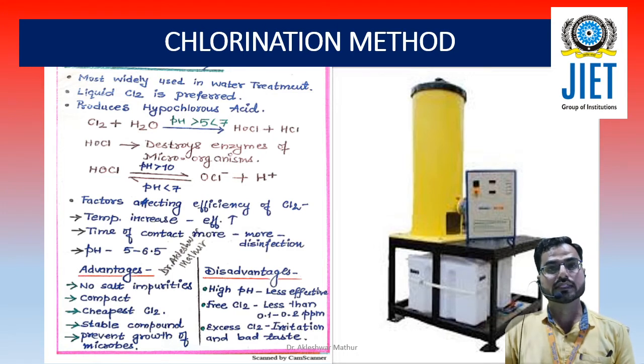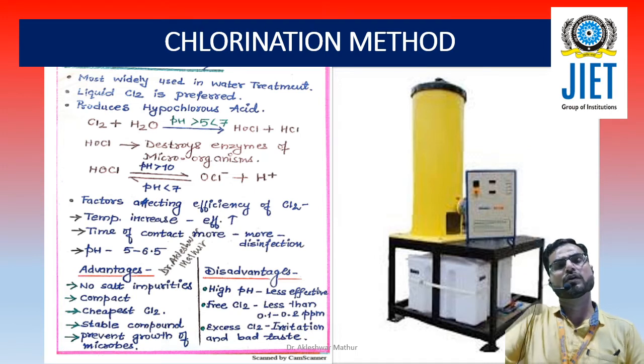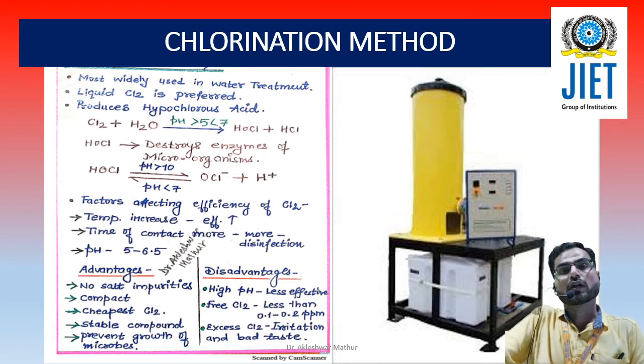So what are the disadvantages? If the pH of the water is high, then it is less effective. Free chlorine should be 0.1 to 0.2 ppm, and excess chlorine will cause irritation and bad taste in the water. Sometimes we observe in our houses that the water coming from the pipeline has a bad odor or some odor of chlorine. It is due to the presence of excess chlorine which is still present in water.